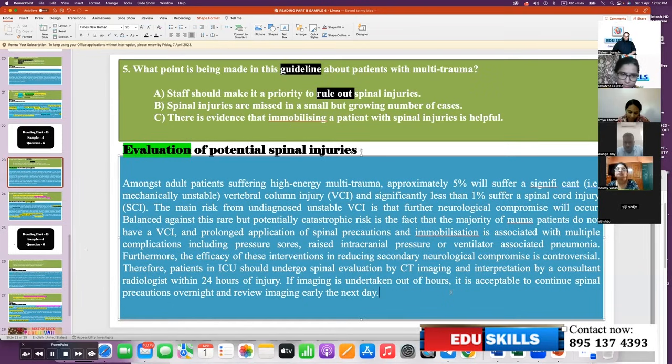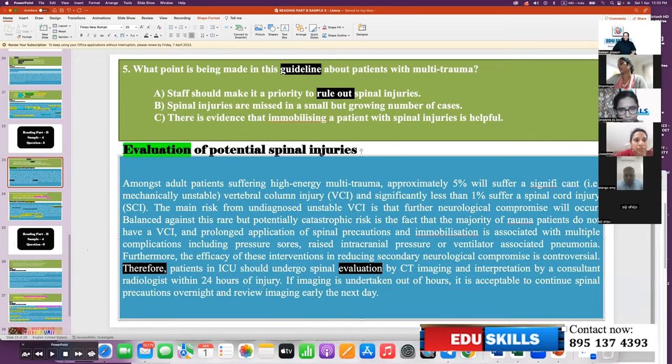Therefore, patients in ICU should undergo spinal evaluation by CT imaging and interpretation by a consultant radiologist within 24 hours of injury. If imaging is undertaken out of hours, it is acceptable to continue spinal precautions overnight and review imaging early the next day. This is a conclusion-based question. Last is "Therefore". Is there something like evaluation here? Spinal evaluation by CT. Evaluation, yes.